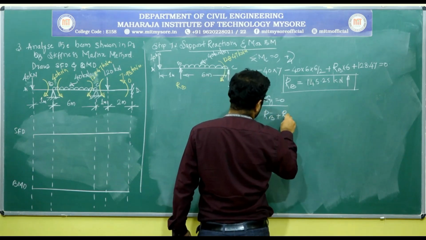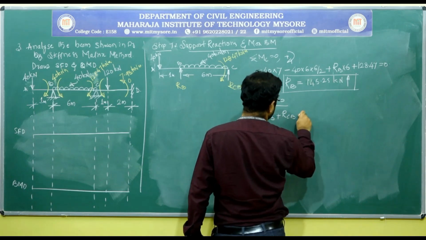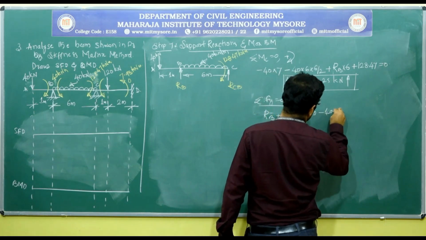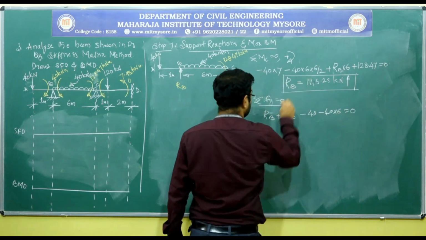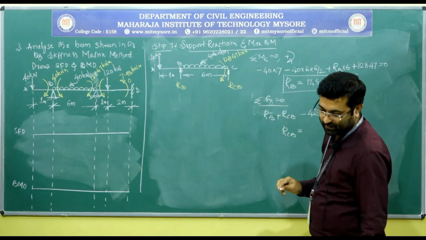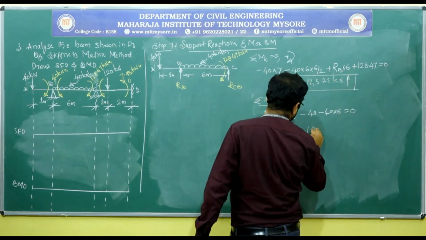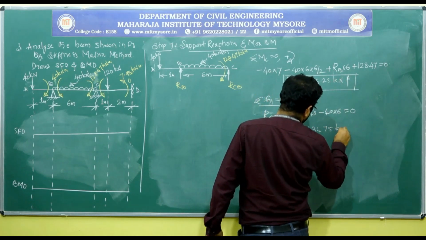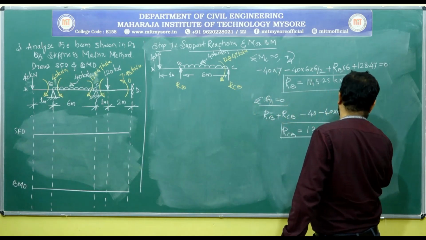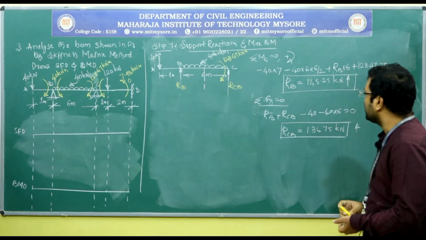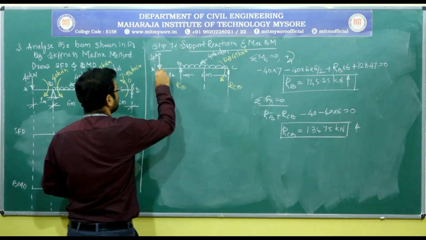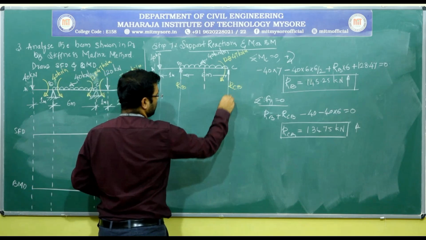RB plus RCB, they are acting vertically upwards, minus of 40 minus of 40 into 6 equals to 0. So we have the RB value. So RCB I will get it as 134.75 kilonewtons. So it is also a positive value, so it is vertically up. Here to calculate the maximum bending moment values, we need to draw the shear force diagram.